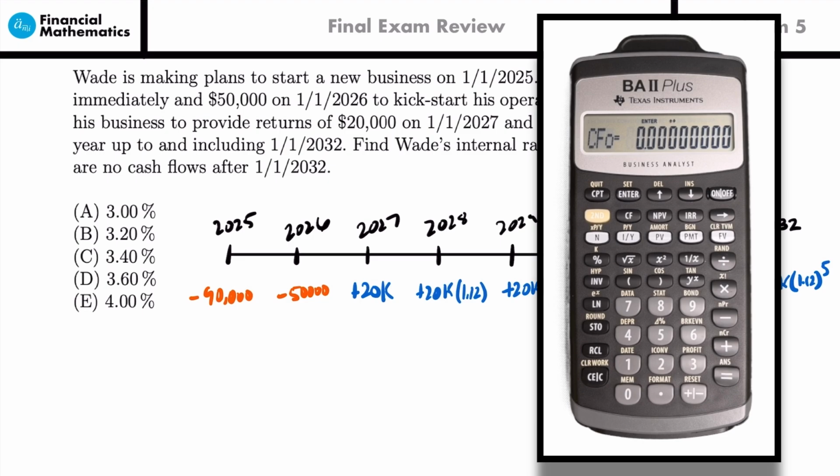All right, now CF0, that is the initial cash flow. For us, that is negative $90,000. That is at our time zero, so to say, for this scenario.